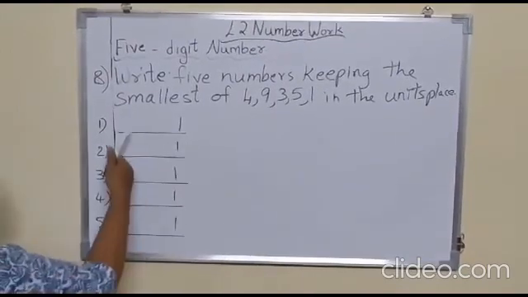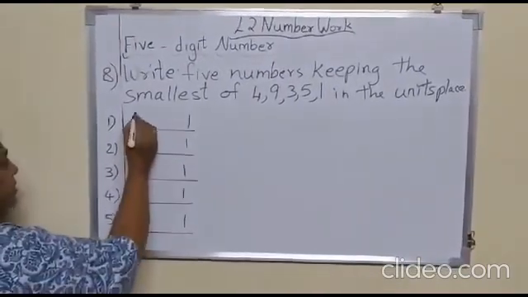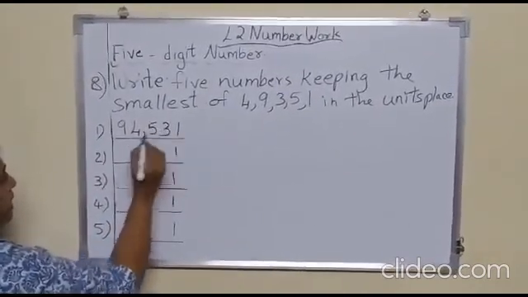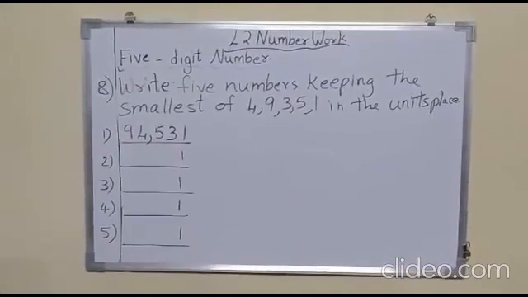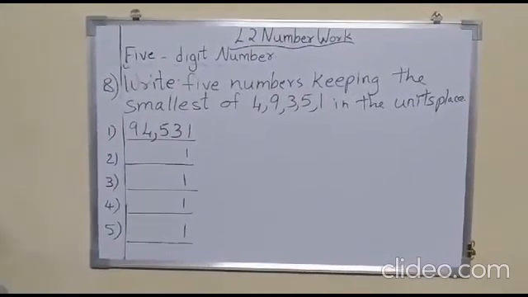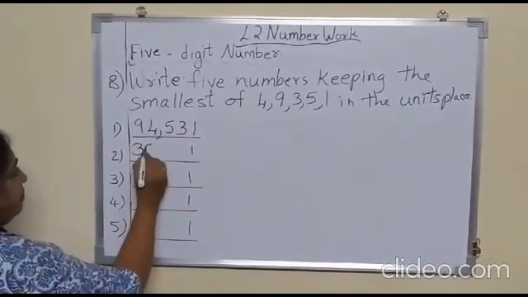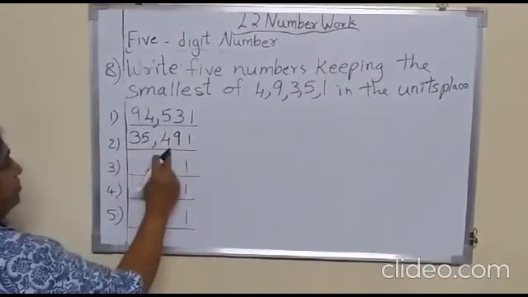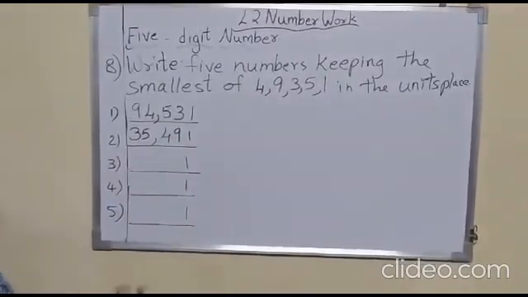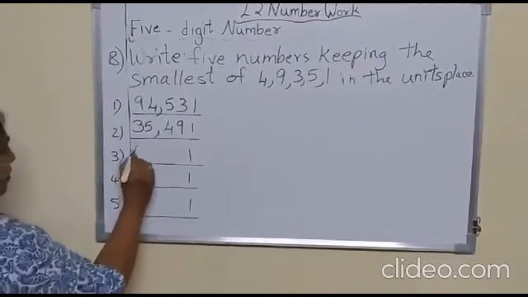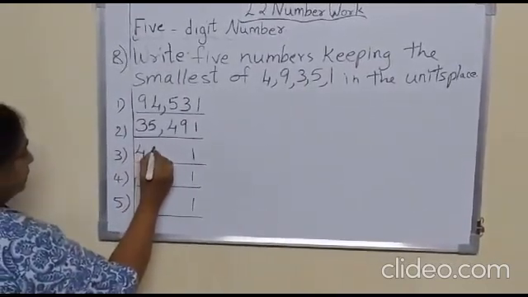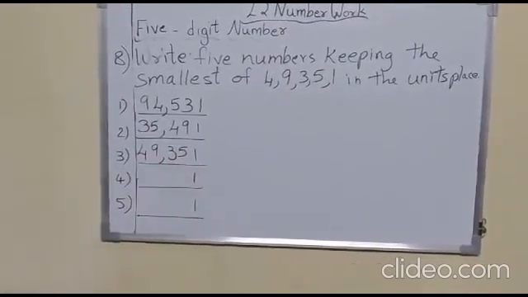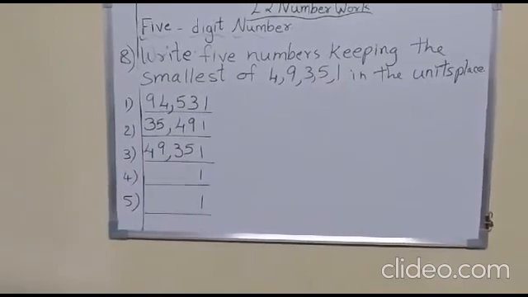Now let's begin. Which number should we write? Okay, come on, let's start with 9. Okay, 4, 5, 3. That is 94,531. Now tell me the second number. Okay, 35. That is 3, 5, 4, 9. That is 35,491. Next, let us keep here 4. Then write here 9, 3, 5. That is 49,351.